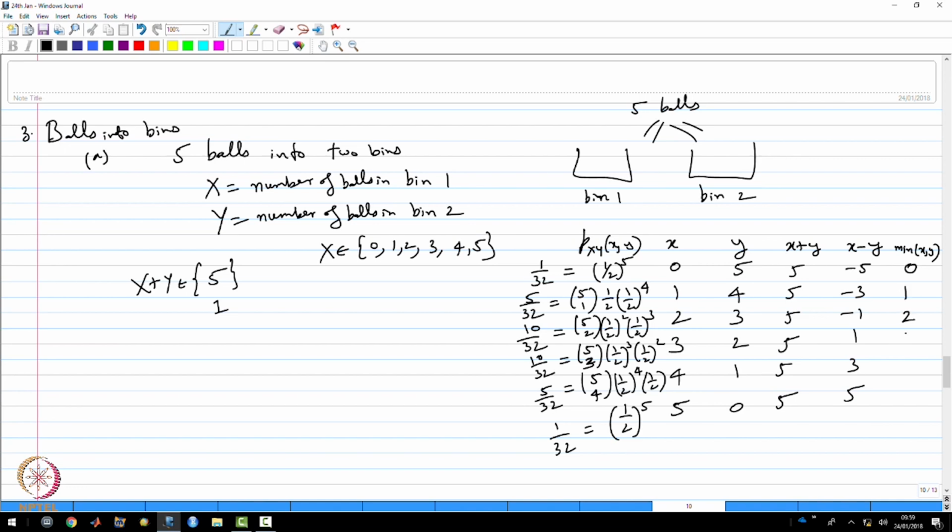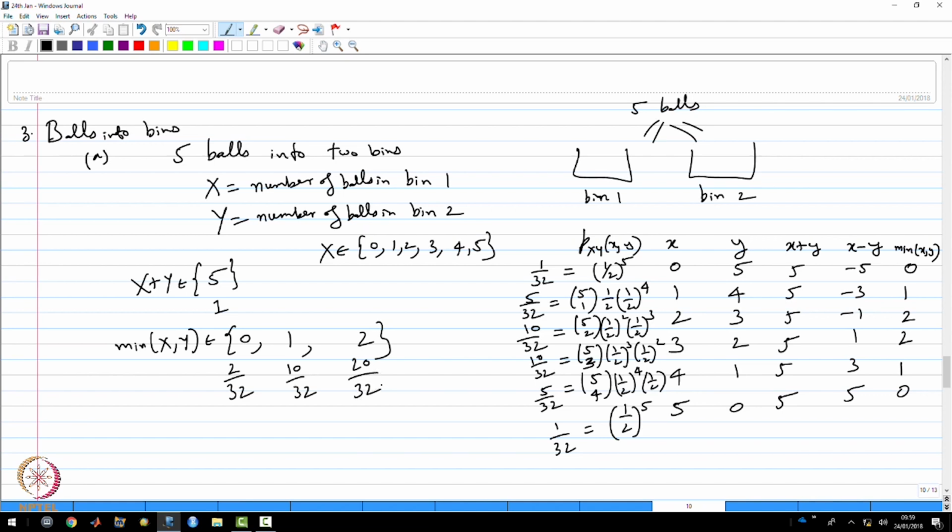You have 0, 1, 2, 2, 1, 0. Okay. So min of xy has some repetition. So min of xy can take just 3 values, 0, 1, 2, and one can quickly see 0 happens at these two possibilities, so the probability is just 2 by 32. 1 happens at these two possibilities, probability is 10 by 32. And 2 happens at the middle two possibilities, probability is 20 by 32.